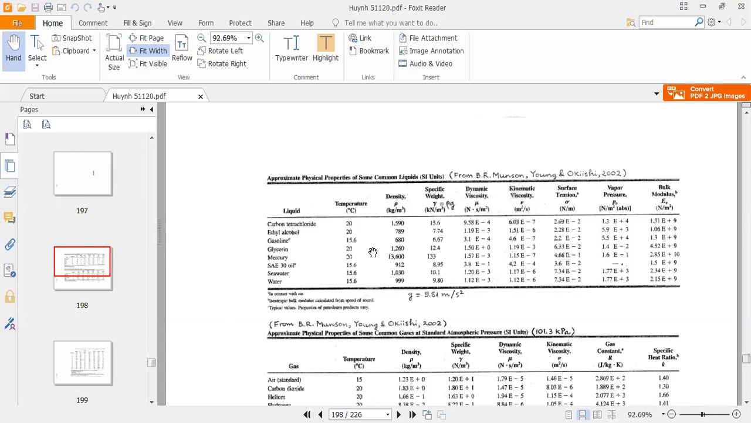Density of liquid or gas you have from the table. For gas, density depends on pressure and temperature. For liquid, it is constant. So you will have the density of water is 1000 kilogram per meter cube.